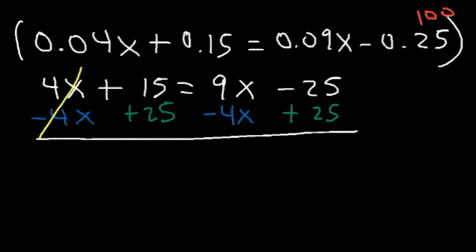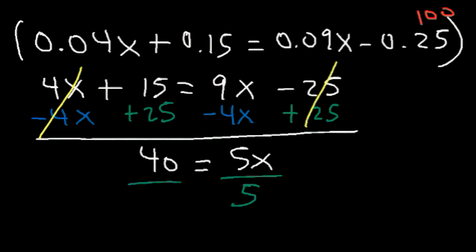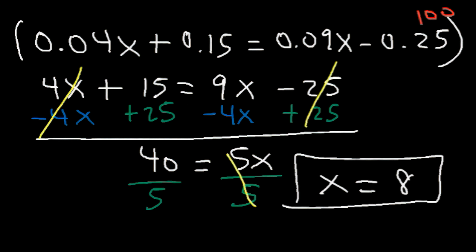So these will cancel. 15 plus 25 is 40. 9x minus 4x is 5x. So to isolate x, we need to divide both sides by 5. So 40 divided by 5 is 8. So that is the value of x for this particular problem. And as you can see, it's not that bad.